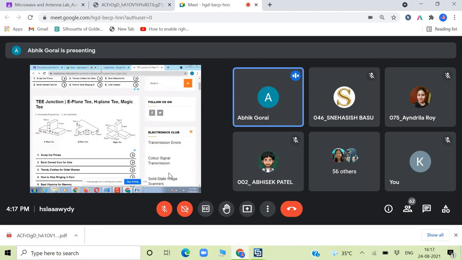So what I was telling is that E-plane T and H-plane T are power dividers. It divides the input power into equal halves. In the first picture, the leftmost, you will find three pictures: E-plane T, H-plane T, and magic T. The magic T realization is given in the next experiment, so I will not talk about it much in this class. But if the E-plane T and H-plane T are combined together, we get a magic T.